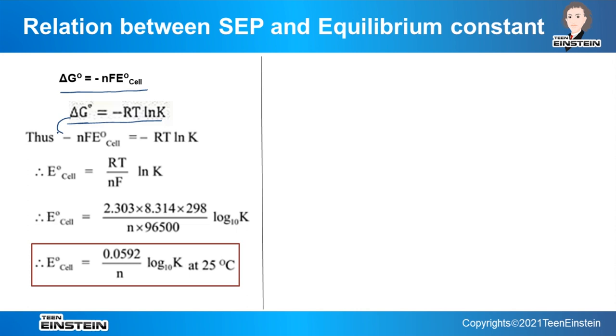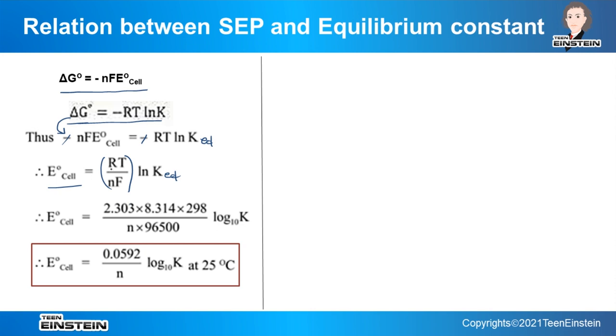Now as del G naught is equal to minus nF E naught cell, in place of del G we can put this value, negative negative will cancel, and ultimately E naught cell will be equal to RT by nF ln K. So this K is basically the equilibrium constant. If the value of E naught cell is known, we can easily find the value of the equilibrium constant.